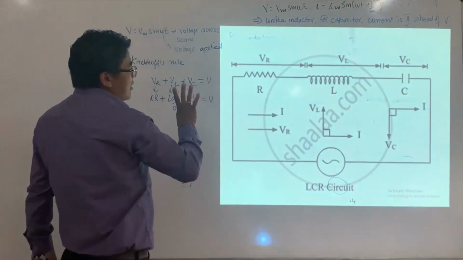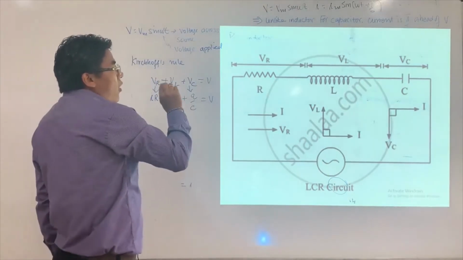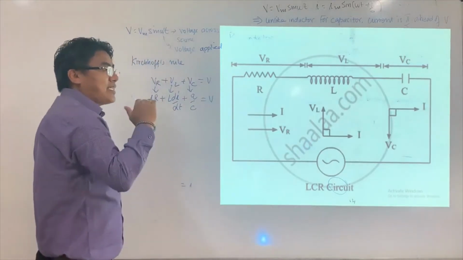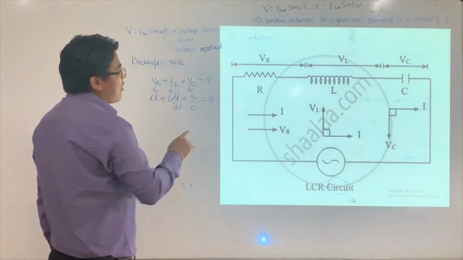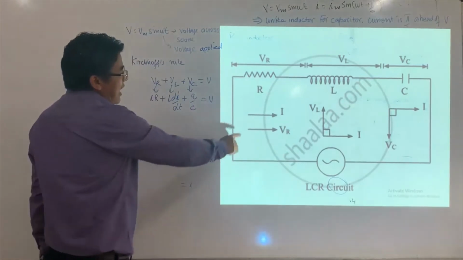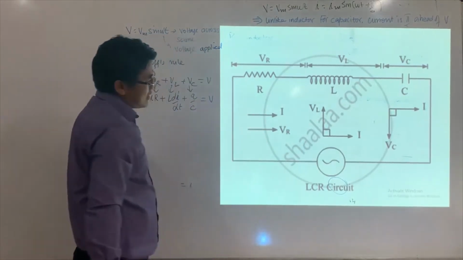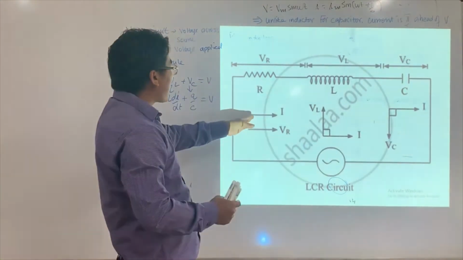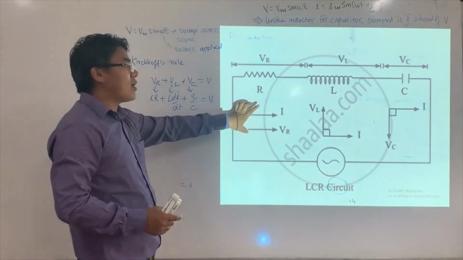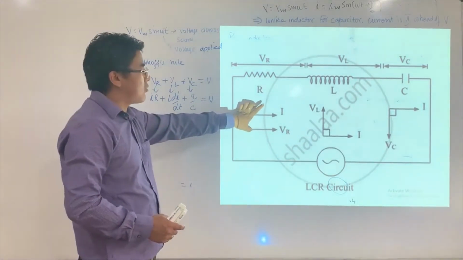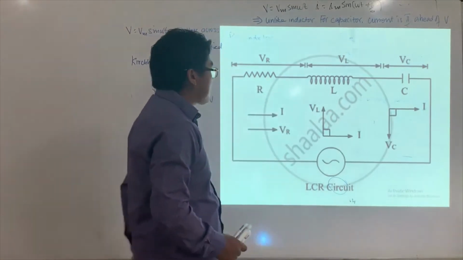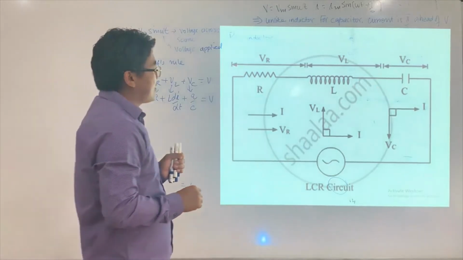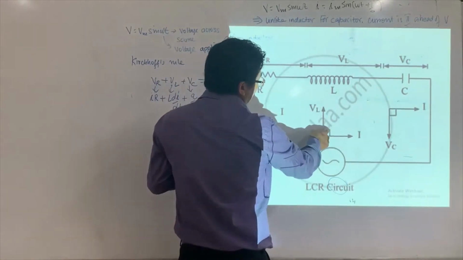Now look here, the current along the resistor, inductor and capacitor is the same, same phase, same amplitude. Therefore in the case of the resistor, the voltage across the resistor and the current in the resistor are in phase. Phase difference is 0. Now in the case of the inductor, the current along the inductor is behind voltage by pi by 2.